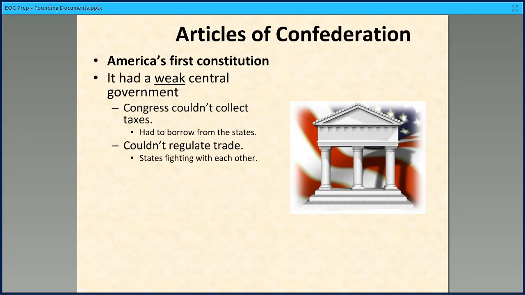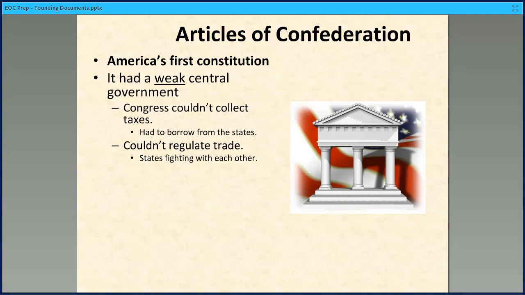Some specific examples: Congress couldn't collect taxes, so it could ask the states for money, but there was nothing that said the states actually had to give it. Chances are the states were really not that excited about giving money to the national government. They would rather keep that money for themselves and do things within their own state. So it was very difficult for Congress to get any money.